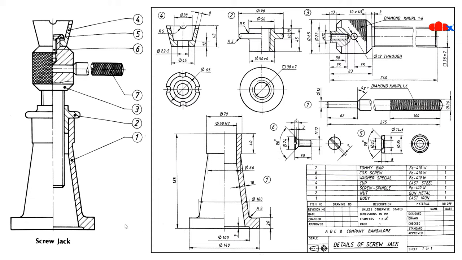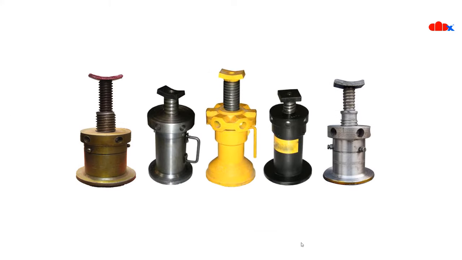If you see this drawing, this is the screw jack assembly, and these are the parts. The part names are listed here. Now if you see the industrial screw jack, these are a few examples. The purpose of a screw jack is to lift heavy load for a small height.